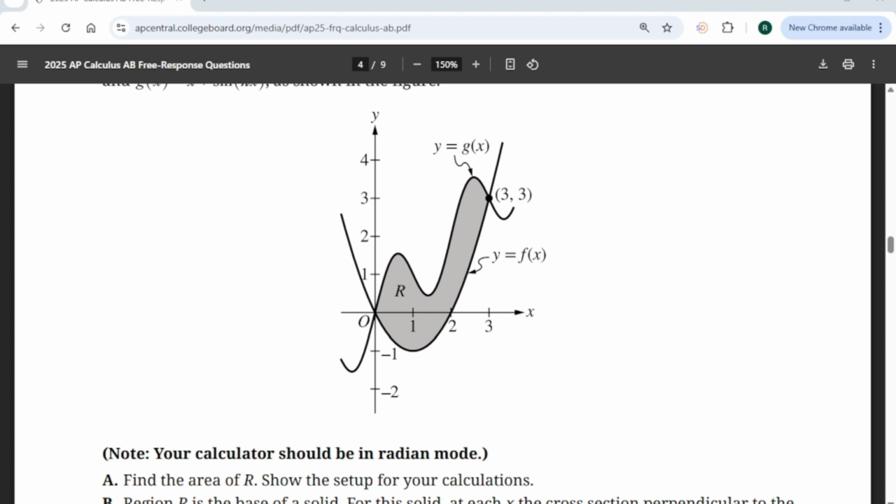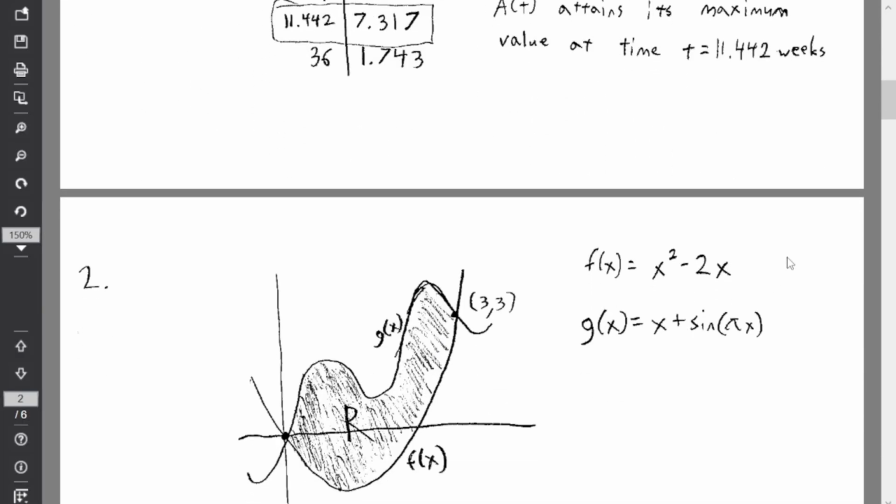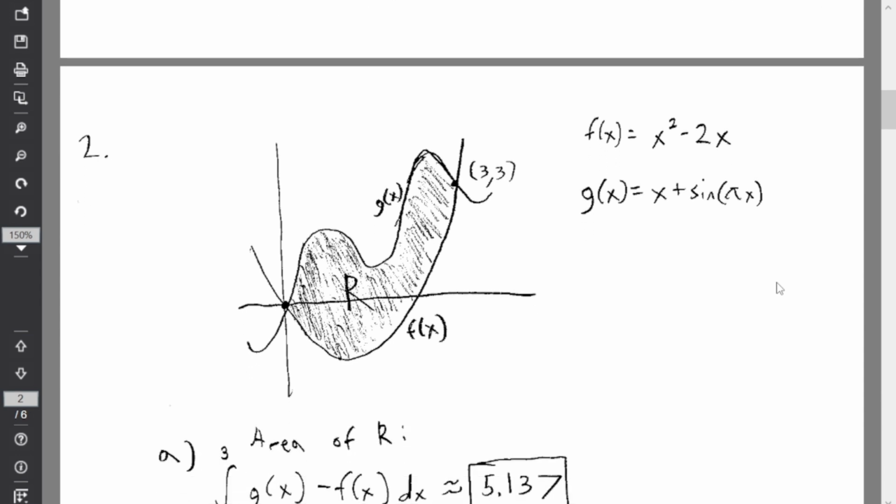Show the setup of the calculations. So G is our top curve and F is our bottom curve. So if we want to find the area of R, then we do our top curve minus bottom curve. Here's my recreation of the drawing.